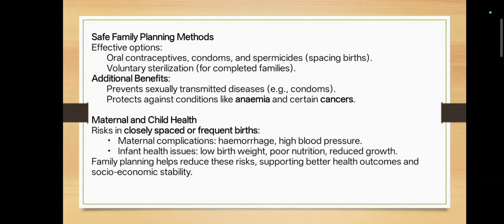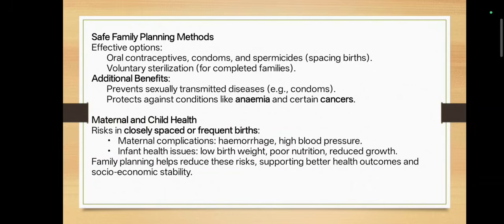Safe family planning methods. Effective options are oral contraceptives, condoms, and spermicides, which are helpful in spacing births, and voluntary sterilization for completed families. Beyond birth control, family planning offers additional benefits.